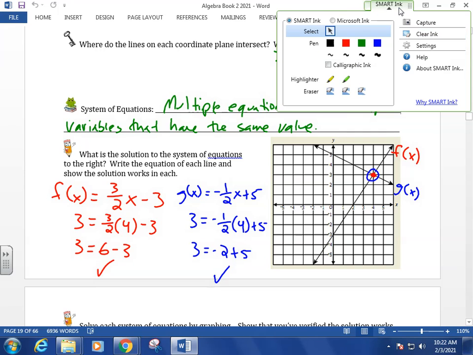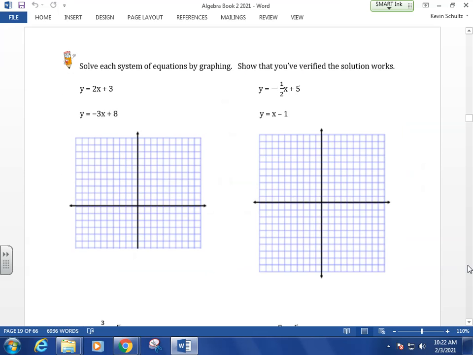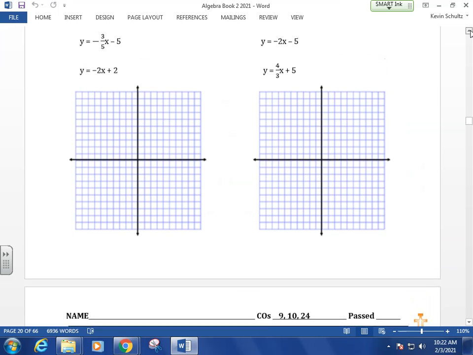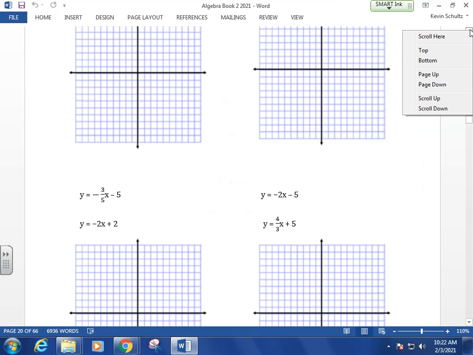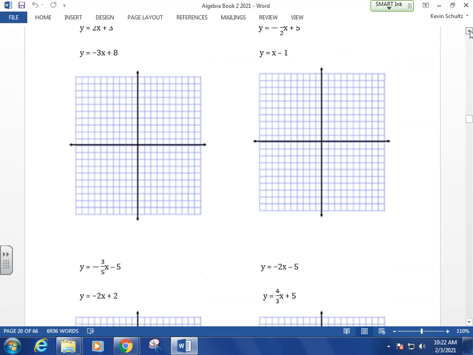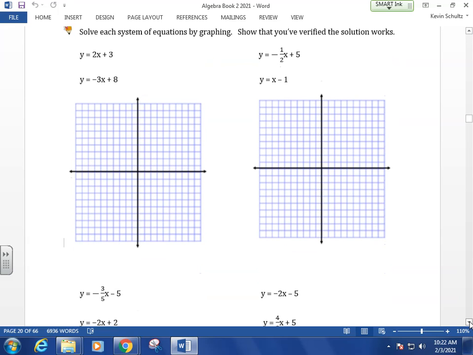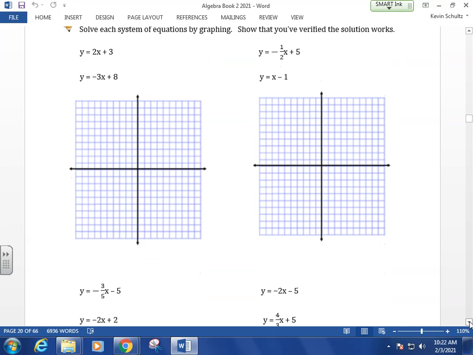So the next page, I believe, is just several opportunities for you to practice. We just have 4 of them here. And your job is going to be to solve each system of equations by graphing. So you do need to graph each of them. Okay, no guessing here. Actually graphing them, right? And then identify where that point is. We can do one of them together.